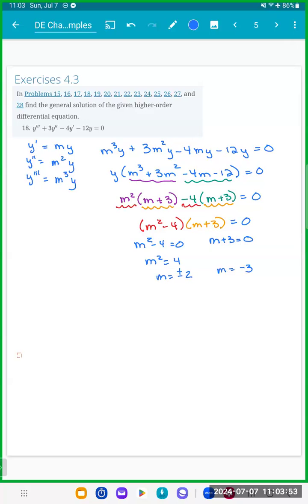So that gives me, let's say, one of our m's is equal to negative 2, m2 is equal to positive 2, and m3 is equal to negative 3. So we could come up with our general solution as y equals c1 e to the negative 2x plus c2 e to the positive 2x plus c3 e to the negative 3x.